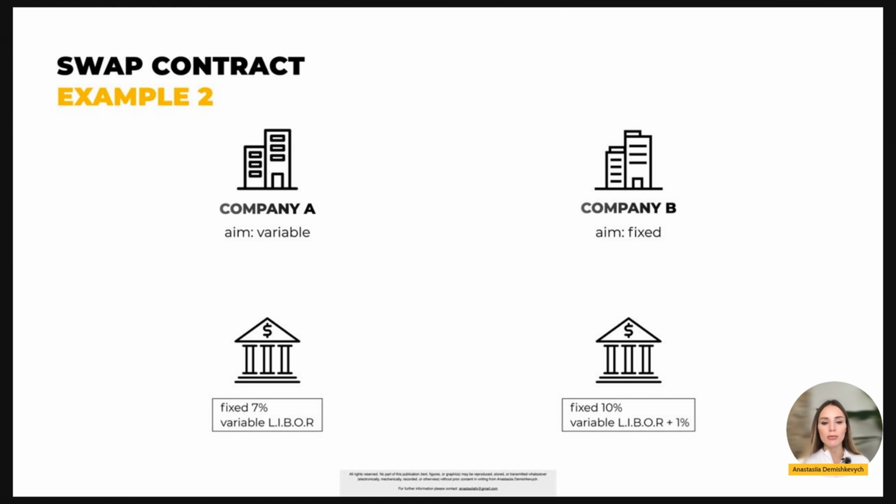For example, if LIBOR is 8% in 3 years, Company B would pay 9%. If LIBOR rises to 10% in 5 years, the cost would be 11%. Alternatively, it could lock in the fixed rate of 10% for predictability. At first glance, Company A might just take LIBOR, while Company B settles for 10% fixed. But although these companies don't know each other, a swap bank can step in to improve their loan conditions.